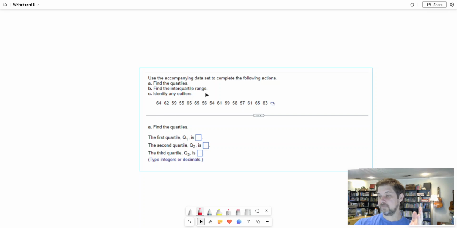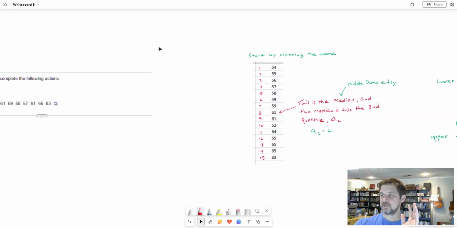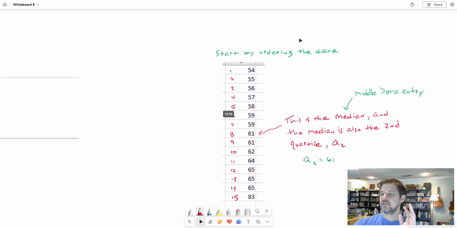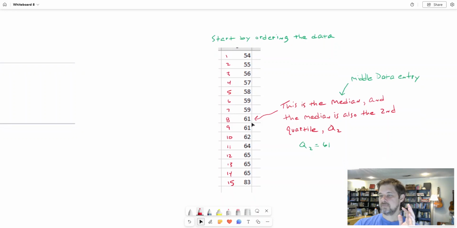That's what we have. Here's how we would start. The first thing I would do is order the data. I want to sort it from least to greatest, so I've done that here. You could use StatCrunch to do that, or you could do it yourself. I happen to use Excel, and this is a screenshot, and it's sorted from least to greatest.